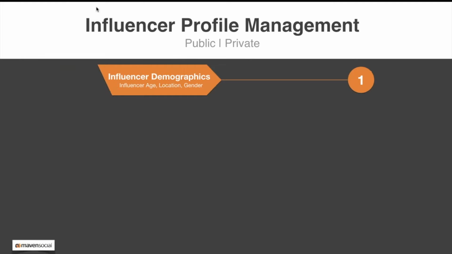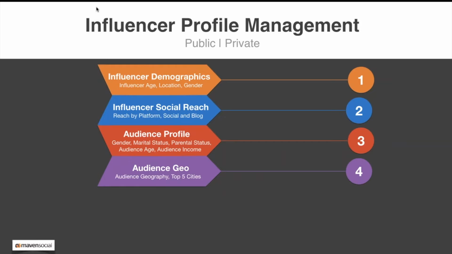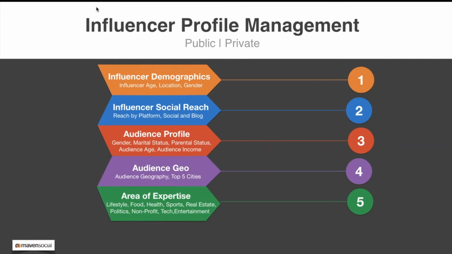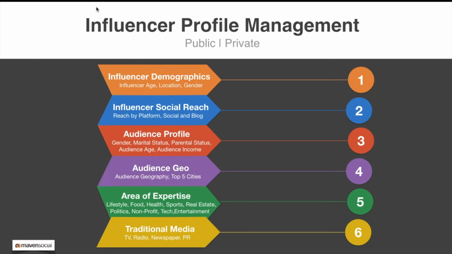So as part of this whole profile management, what you'll discover is the influencer demographic. With a particular influencer, you'll discover their reach. They'll have access to this as well. There'll be an audience profile, gender, marital status, parental status, and so on. That all comes as part of the profile when they sign in. This information is provided. The audience geography and areas of expertise. Those are all managed as part of the profile when that influencer signs into their specific site. And then finally, what areas of traditional media are they strong at?